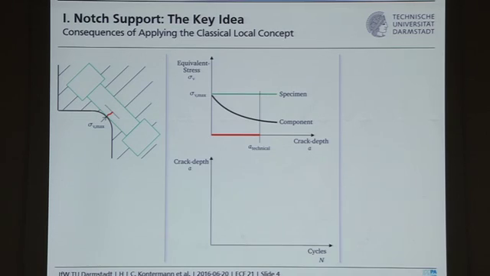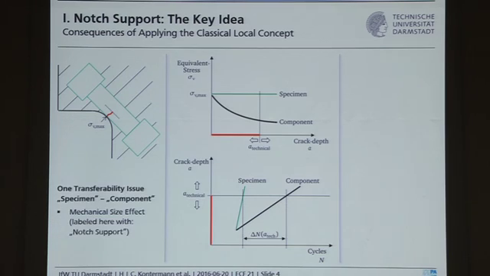And if you look at the consequence on the early crack growth up to a technical crack size, then you will see that you get a very fast crack growth speed for the specimen, but for the component, you get a comparably low crack growth speed up to a technical crack size of 1 millimeter or so. So this delta M is a function of the technical crack size definition, and it is labeled here and in the paper and in this talk with notch support.